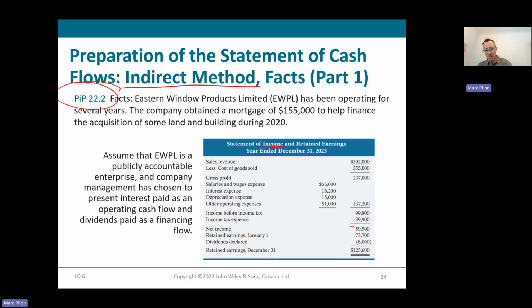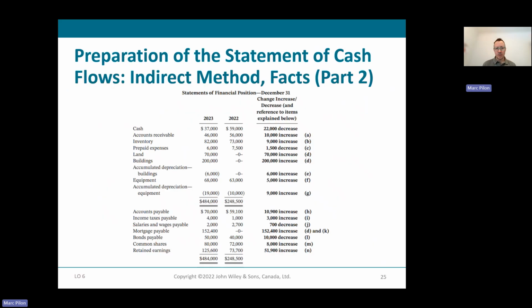We have our net income here. We're going to start with this because we're using the indirect method. We're going to adjust for any non-cash items. And then we have our dividends. That's given, so we don't need to calculate it. We finish with our retained earnings at the end. And then this is irrelevant. We don't need to do anything with that.